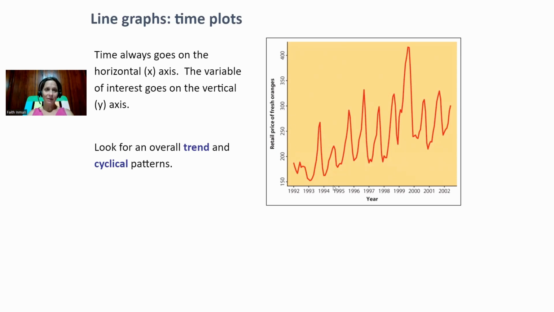So time always goes on the x-axis, right? The variable of interest always goes on the vertical axis. And what we're looking for are overall trends or maybe cyclical patterns. So the overall trend, if you ignore all the ups and downs, just kind of squint at it, would be sort of an increase in the price of fresh oranges over time. But as you can see, it varies. There's some variation, and we might wonder why that is.